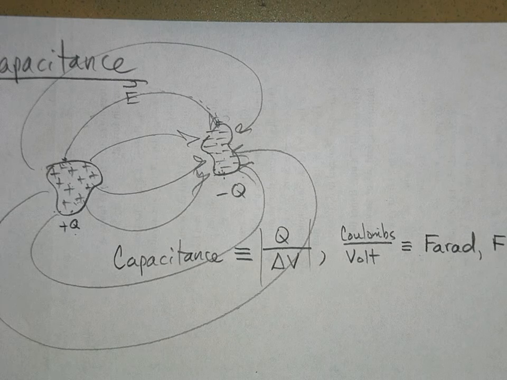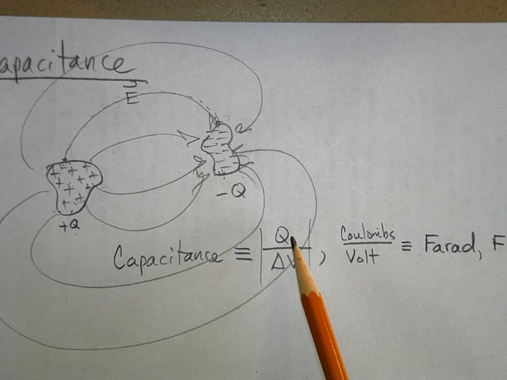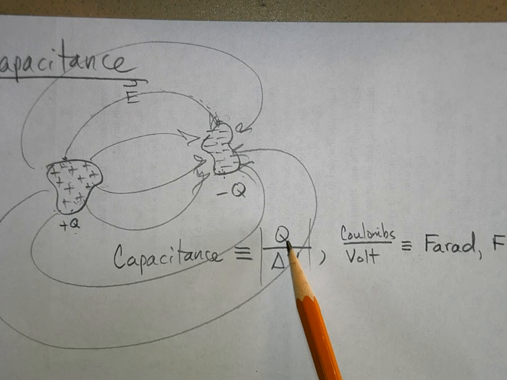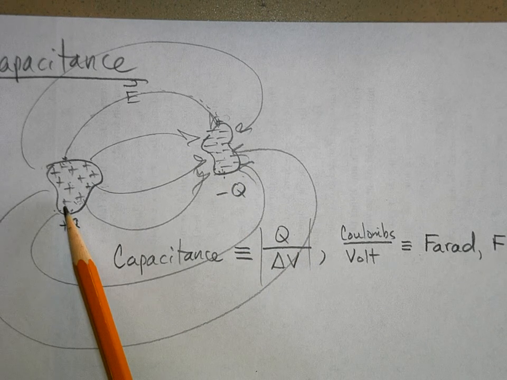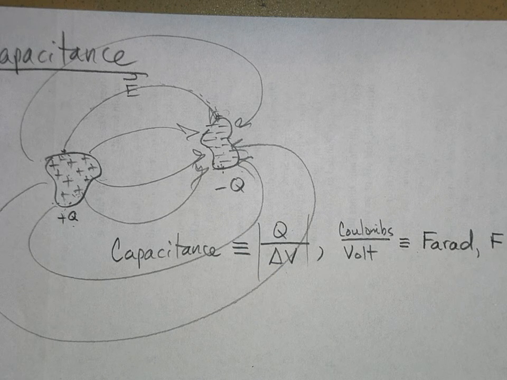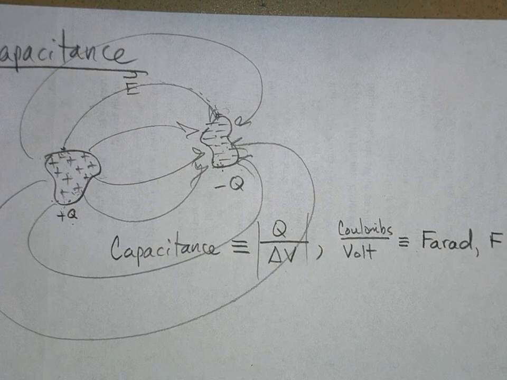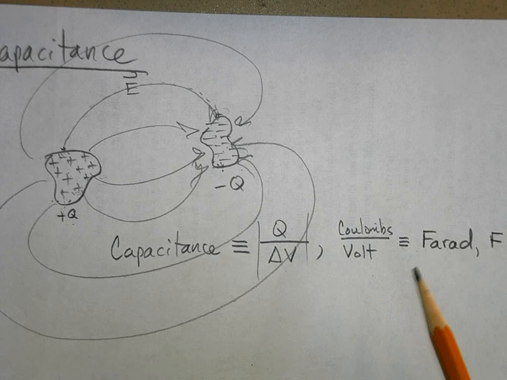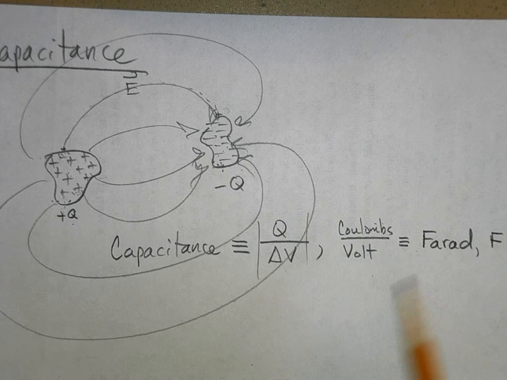So we have a new quantity. It's based on quantities that we've worked with before. It's how much positive charge you've got on one side divided by the voltage difference between the negative and positive charge. It has units of coulombs per volt, obviously, which is a farad.